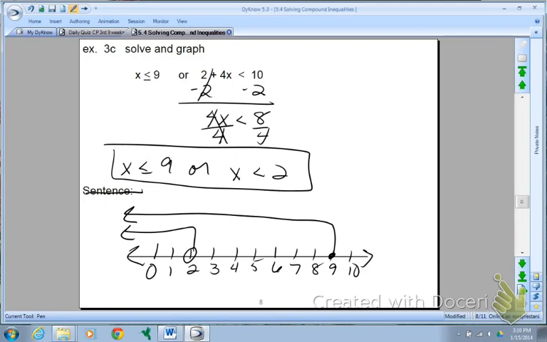Now, what if it had the word and? What if it said x is less than or equal to 9 and x is less than 2? And means where the graph overlaps. So where does it start overlapping? At 2. Okay, so what would the answer be for that one if it said and? X is less than 2. But if it's an or, the answer really wouldn't be both of these, it would just be this one.